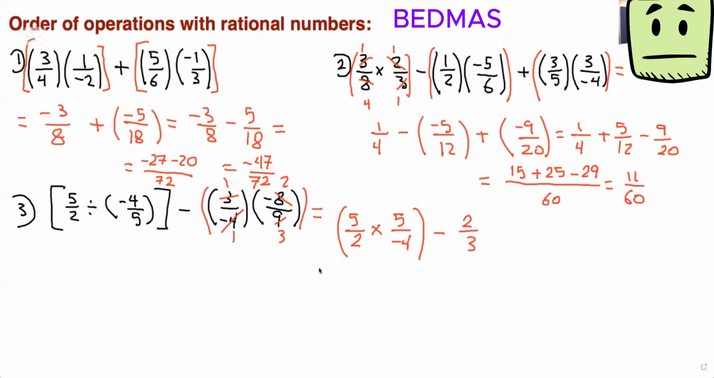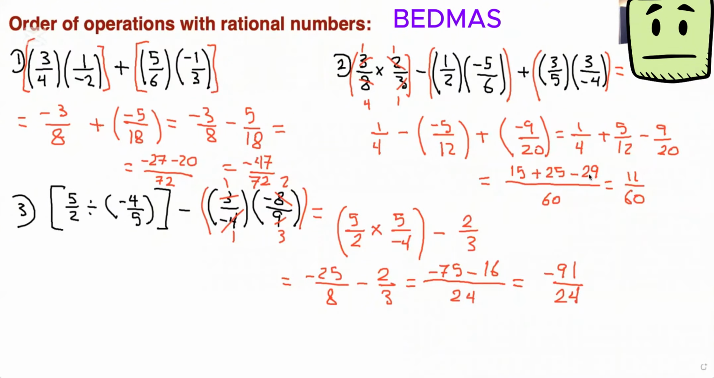And here we cannot really reduce. So what I have is negative 25/8. Again, just bring that negative to the top because it's the same thing. Don't write it on the bottom. Minus 2/3. A common denominator here, which is 24. 24 divided by 8 is 3. 3 times negative 25 is negative 75. Minus 24 divided by 3 is 8. 8 times 2 is 16. And that's going to give me negative 91/24.